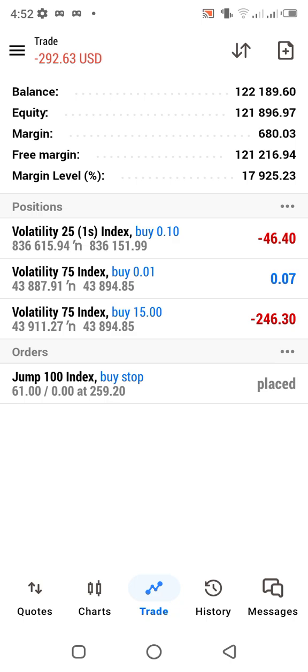So yeah, those are the two trades that I have. And I'll be updating you guys later on.